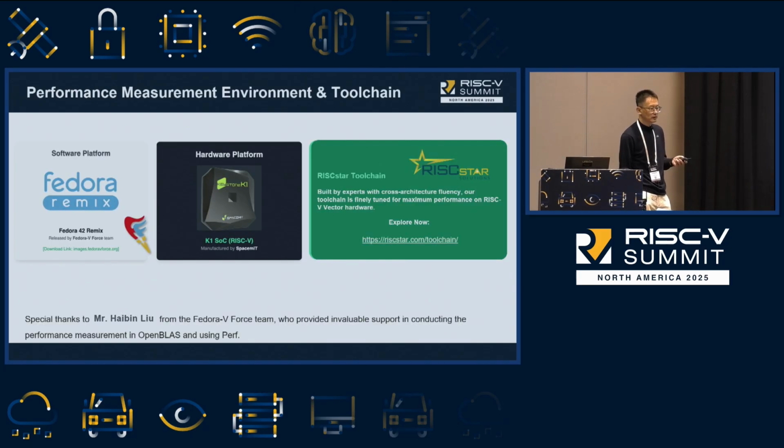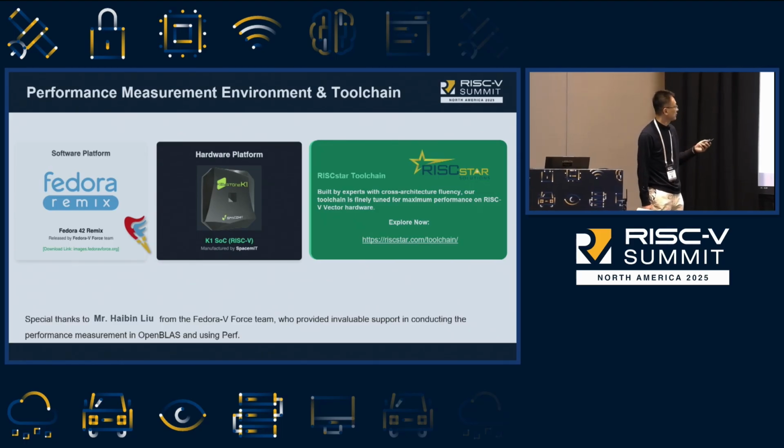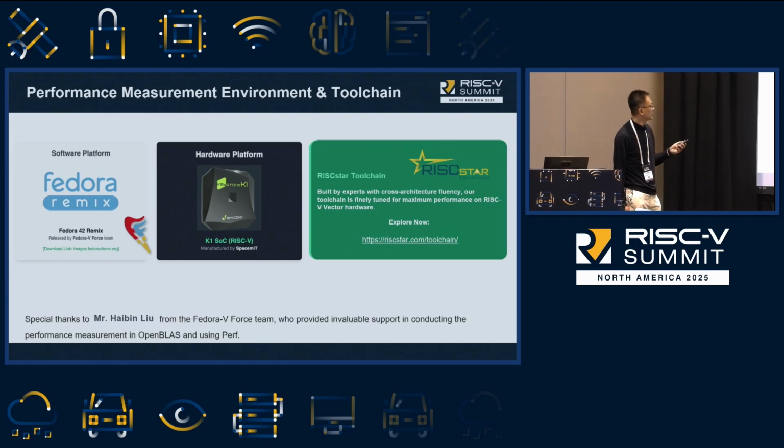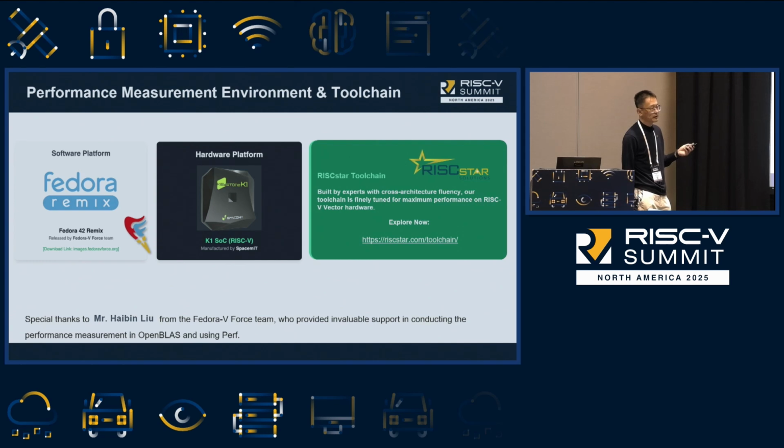The hardware platform I used for the measurement is the SpacemiT K1, which is a commercially available RVV 256 vector length RISC-V processor. For about $100, you get a developer board, easy. For the software platform, I'm using the Fedora Remix. Thanks to the Fedora V-Force team, they provided support for performing some of the benchmark testing here.